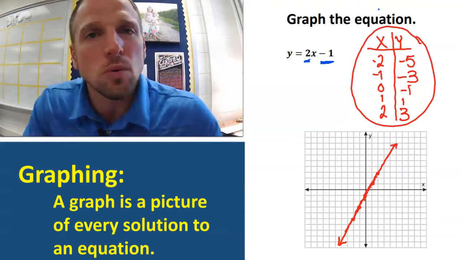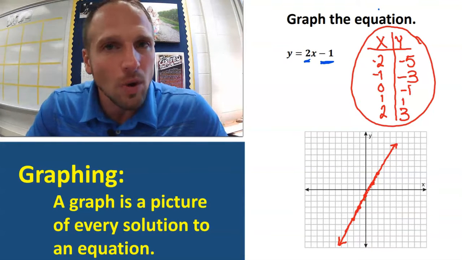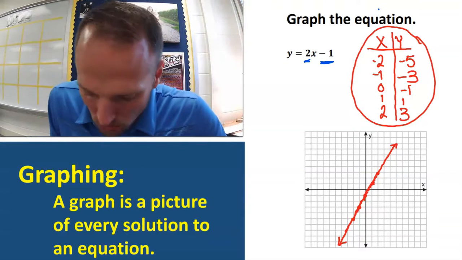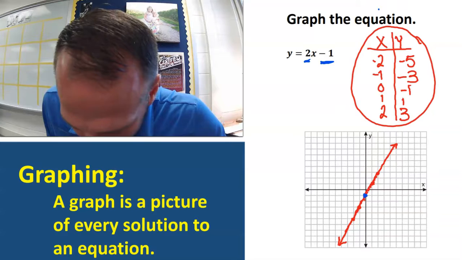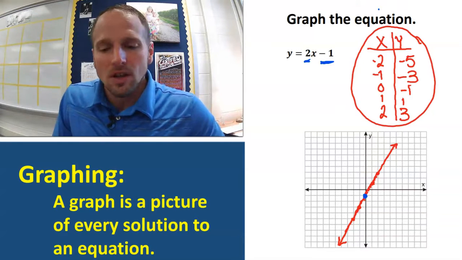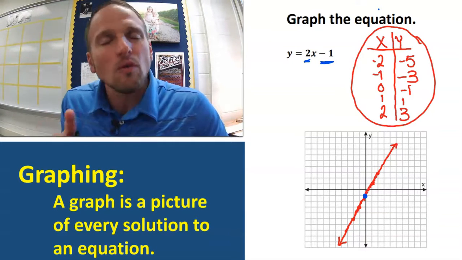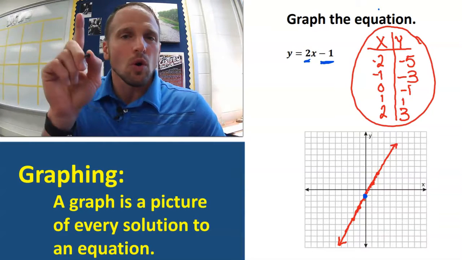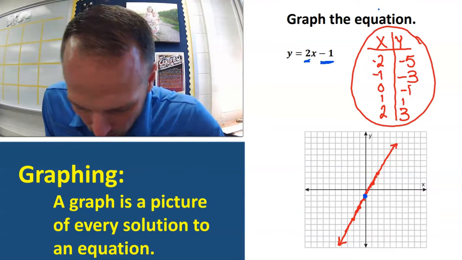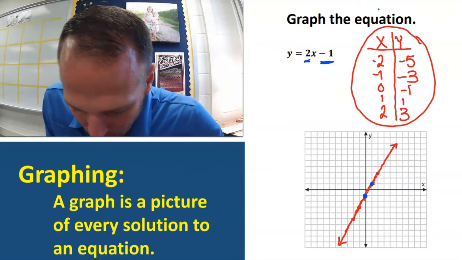So watch what we can do. We're going to start with the y-intercept. The y-intercept is -1, so we're going to go down to -1 on the y-axis. And then the slope is 2, and that means for every 1 we go over, we're going to go up 2. So we're going to go up 2 and over 1 from our y-intercept. And then we can do that again, up 2 over 1, up 2 over 1.